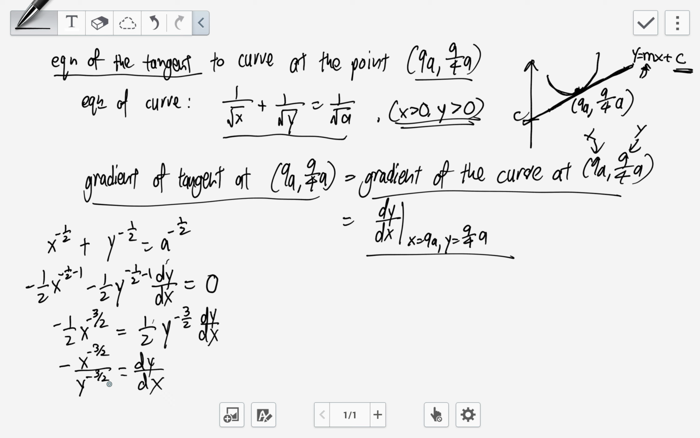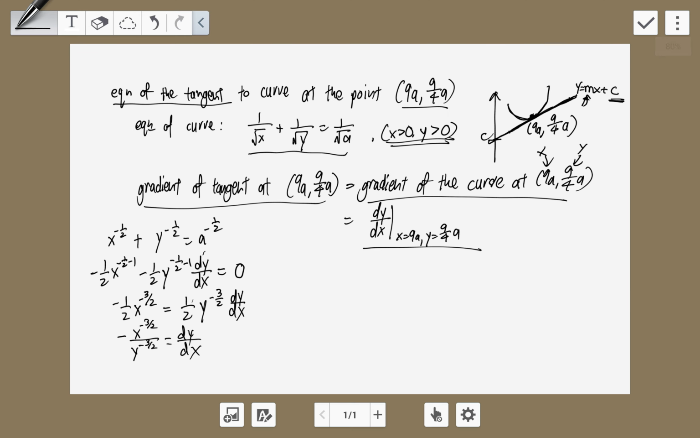This is dy dx in general, but we want dy dx when x equals 9a and y equals 9 over 4a. So then we'll just substitute 9a inside here. But before that, I want to do some simplification. Since both of these are negative, the negative will go, so x will go to the denominator and y will go to the numerator. But since both of them have the same power, 3 over 2, I can write it this way.